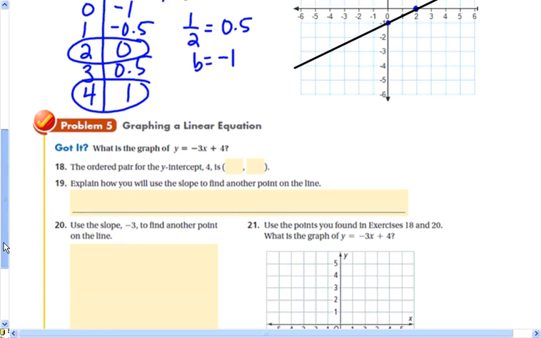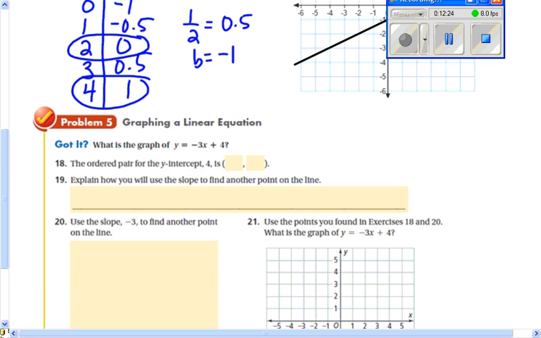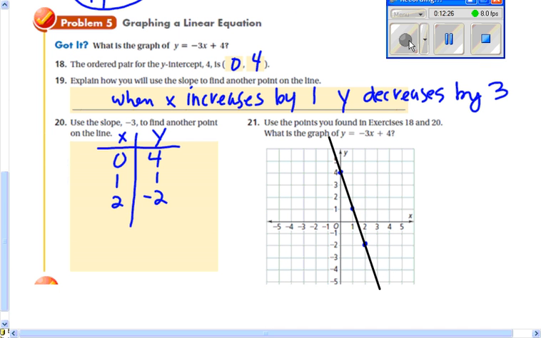All right, this is the last part of the video that we're going to do. And all I'd like you to do here is to try and graph this equation, -3x plus 4. You can pause right now and then you can check back for your answer. All right, here's your answers.